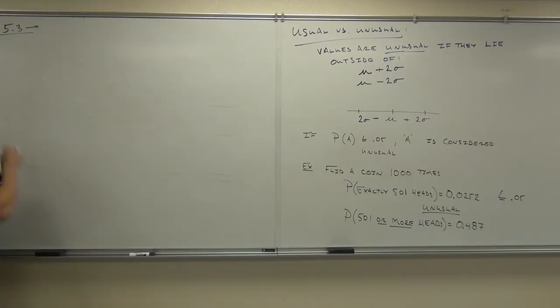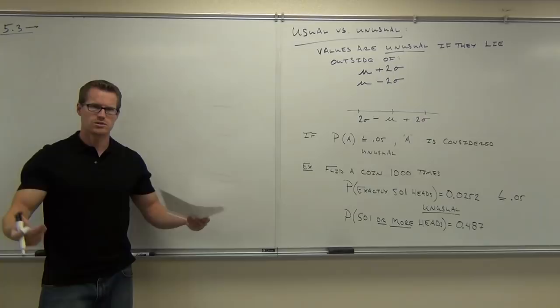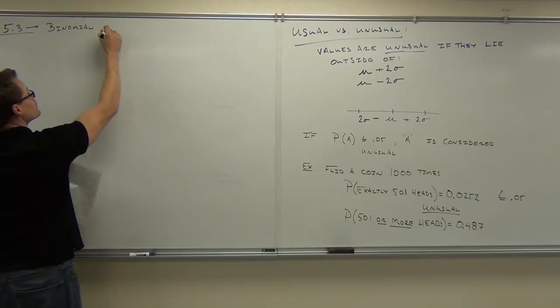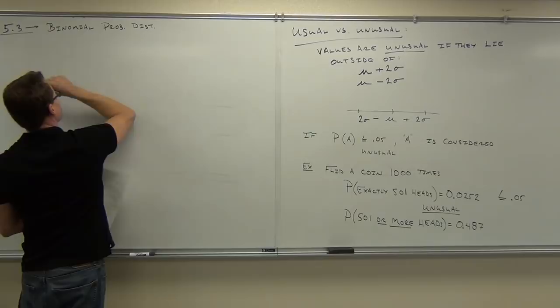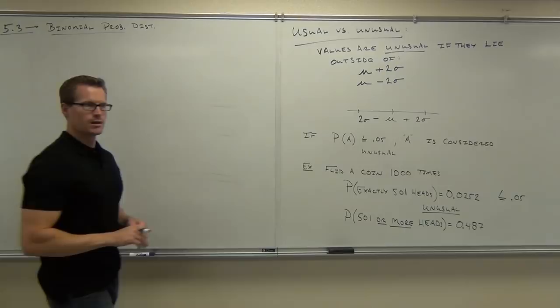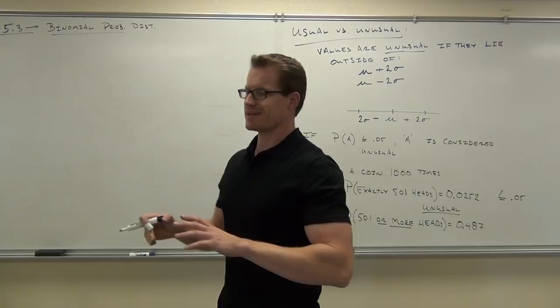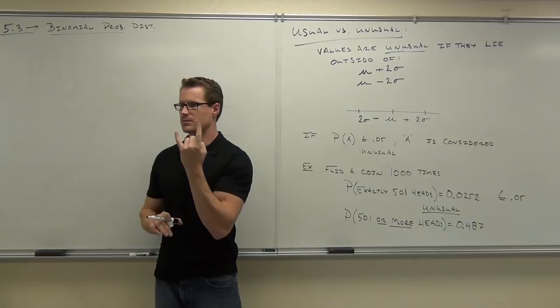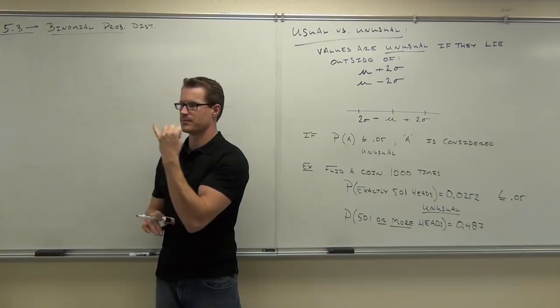So the binomial, what's bi mean? Two. Nomial, name, term, or outcome. Two-outcome probability distribution. In this case, bi, of course, means two. Nomial means, for us, outcome. This is a probability distribution where there are only two outcomes. Something considered a success and something considered a failure.